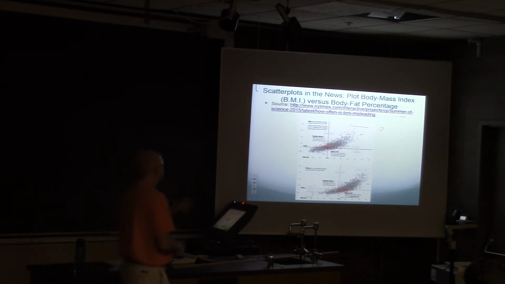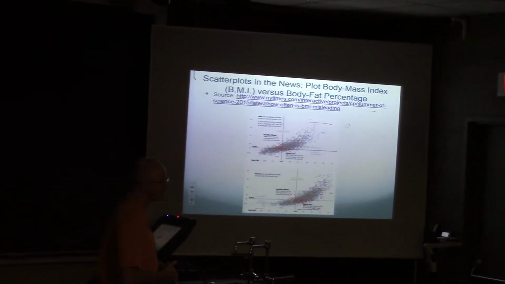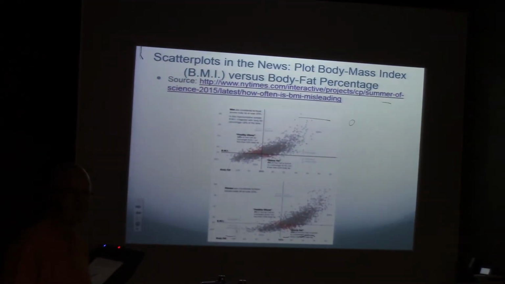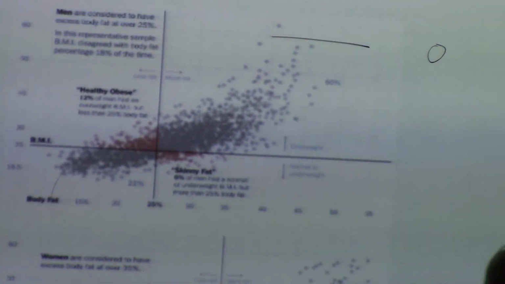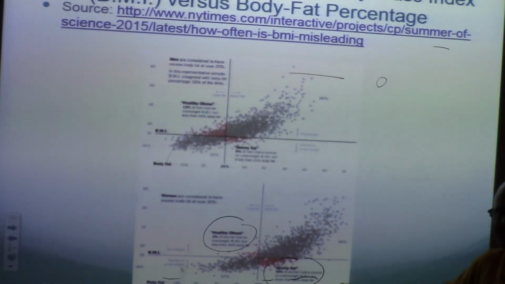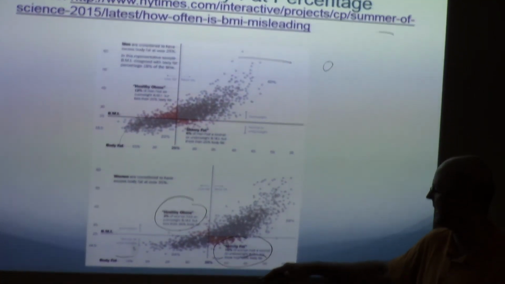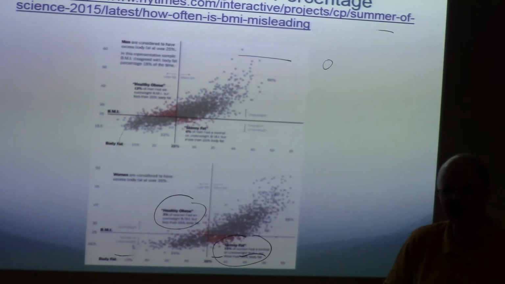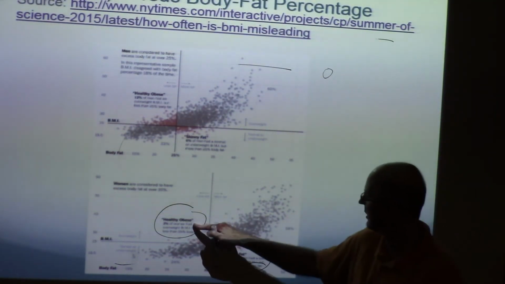But what they were pointing out in this article, and you can click on the link when you download the PowerPoint and look at the article, is for many people the body mass index, BMI, is not a super great measure. People that are outside the trend, this says skinny fat and this says healthy obese. This corresponds to people that have a high body fat, but their BMI is small. So they're relatively thin, but they have a lot of fat still. That can happen.